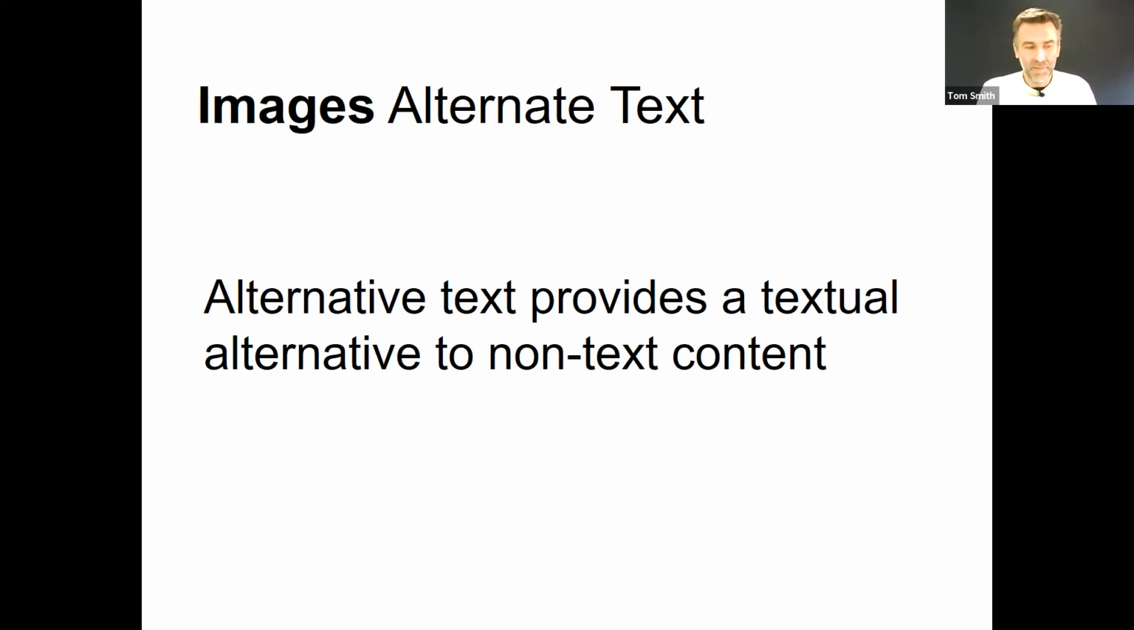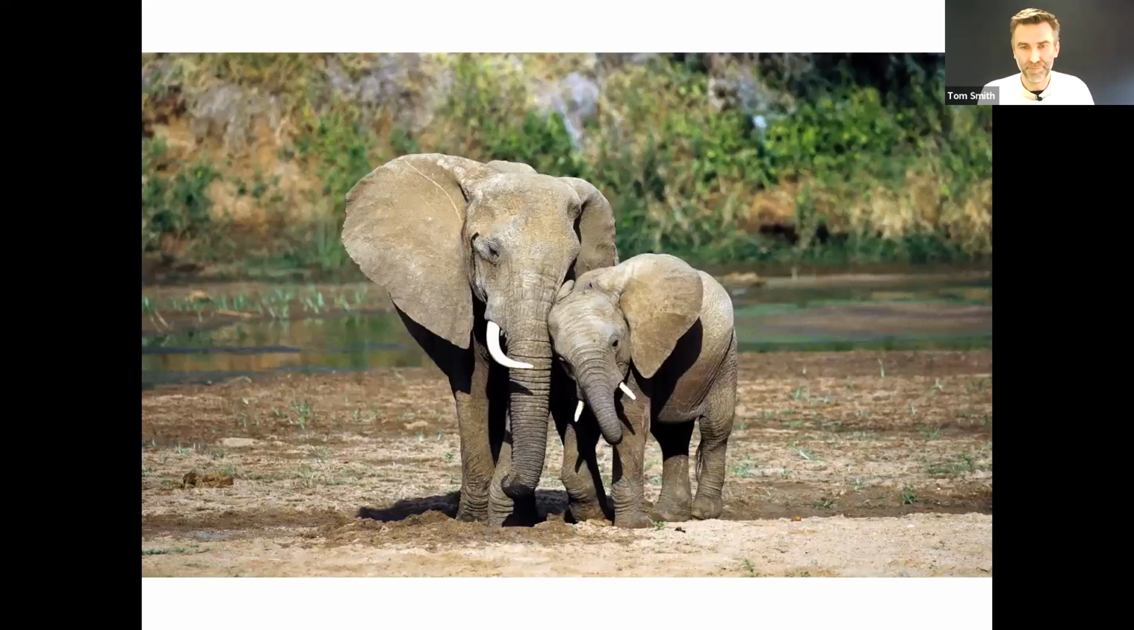So if I give a few examples, I think that's probably the best way to go ahead. What I've got here is an image of two elephants. There's a baby elephant nuzzling into an adult elephant. When I used to do these morning sessions on accessibility, I would get people to try and write a description for it.